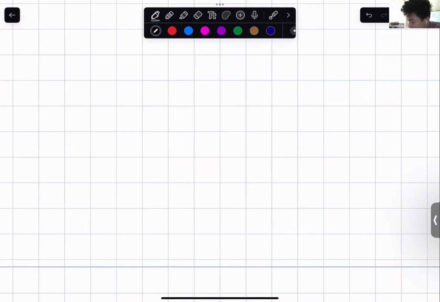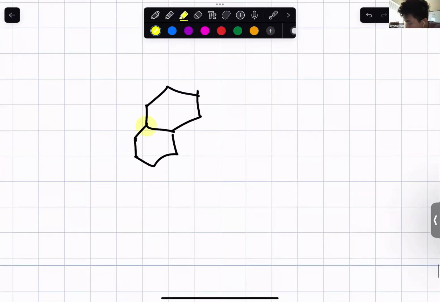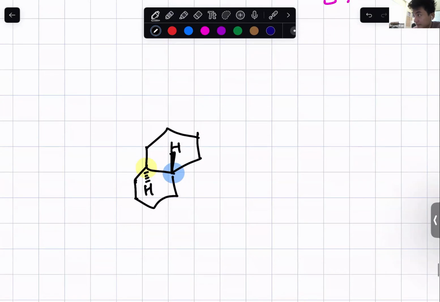So if we have like 2 cyclohexane groups fused together like that, and we look at this carbon and this carbon, and then we look at the hydrogens or whatever group is attached to them. Like let's say this blue one is a wedge hydrogen going up, and then the yellow carbon has a dash hydrogen going down. Would that be cis or trans? Well, trans? Yeah, trans.